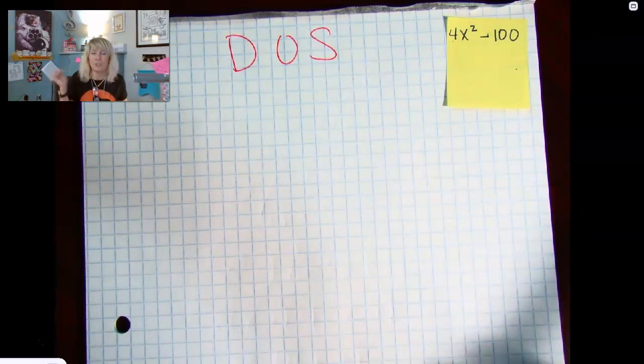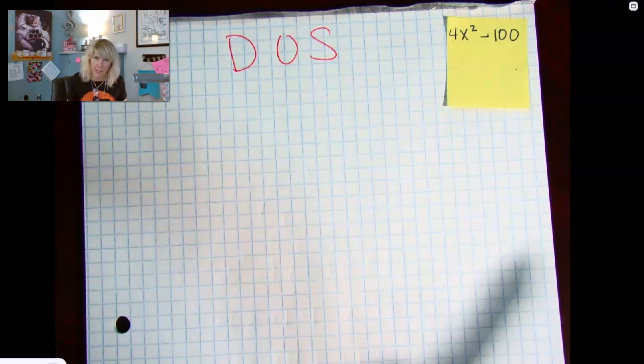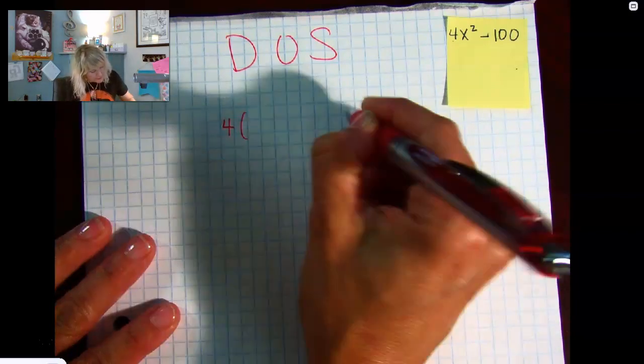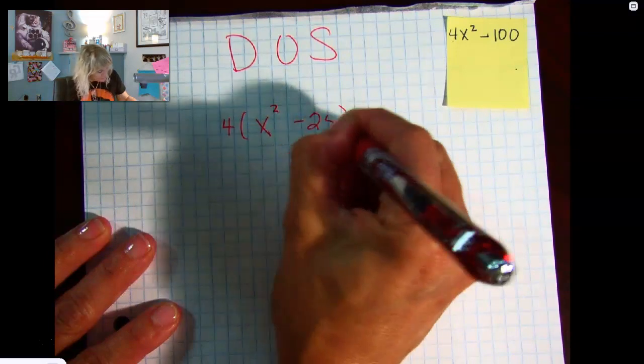Same rules apply. Do you have a negative leading coefficient? Nope. Do you have a GCF? You sure do. So 4 and 100, they both have a common factor of 4. So I need to factor a 4 out. So this is going to turn into x squared minus 25.